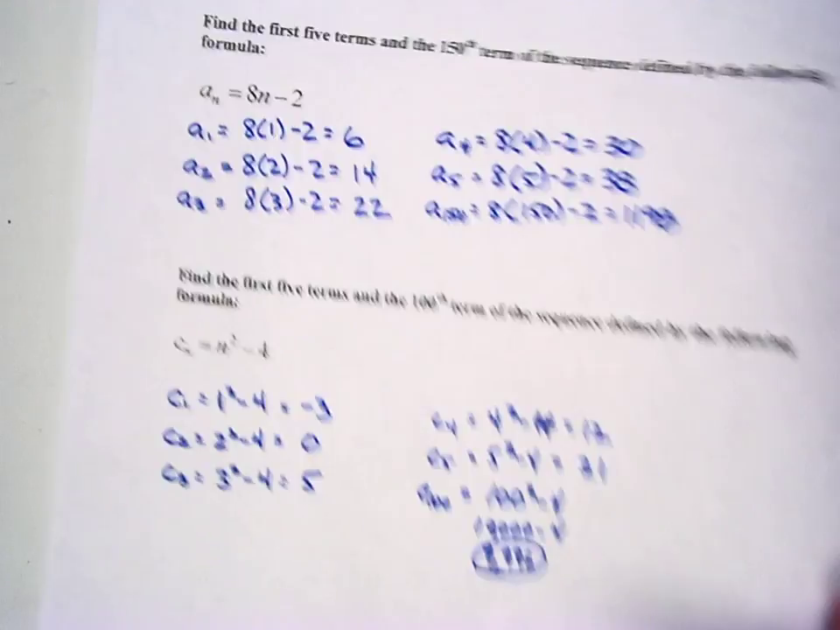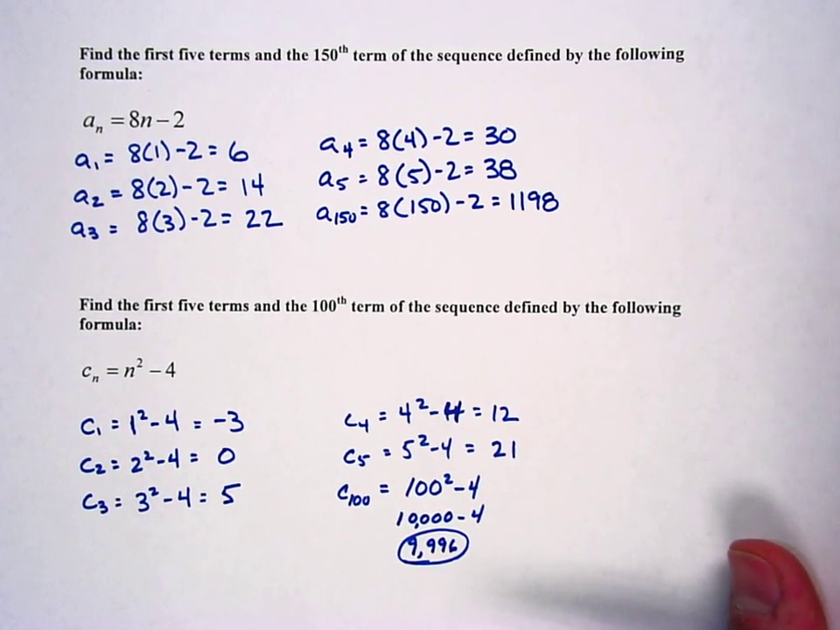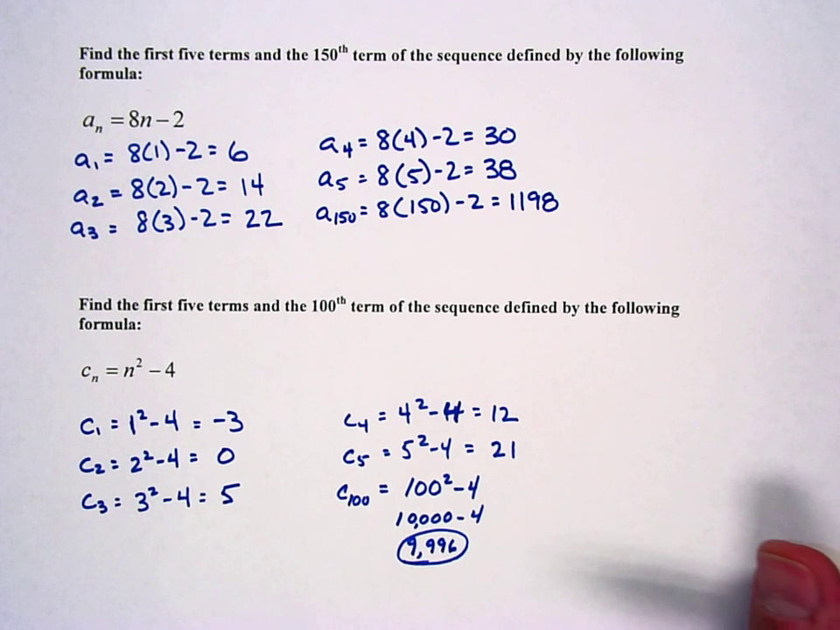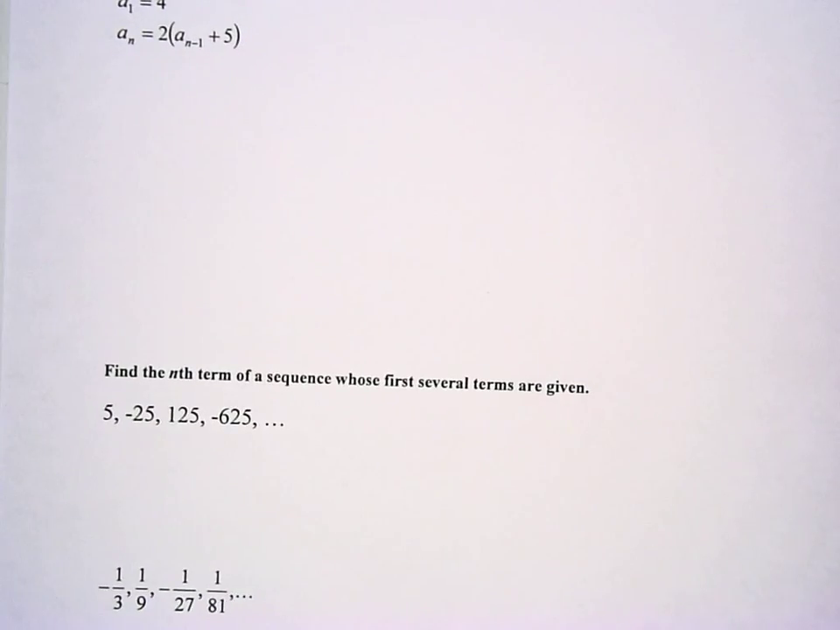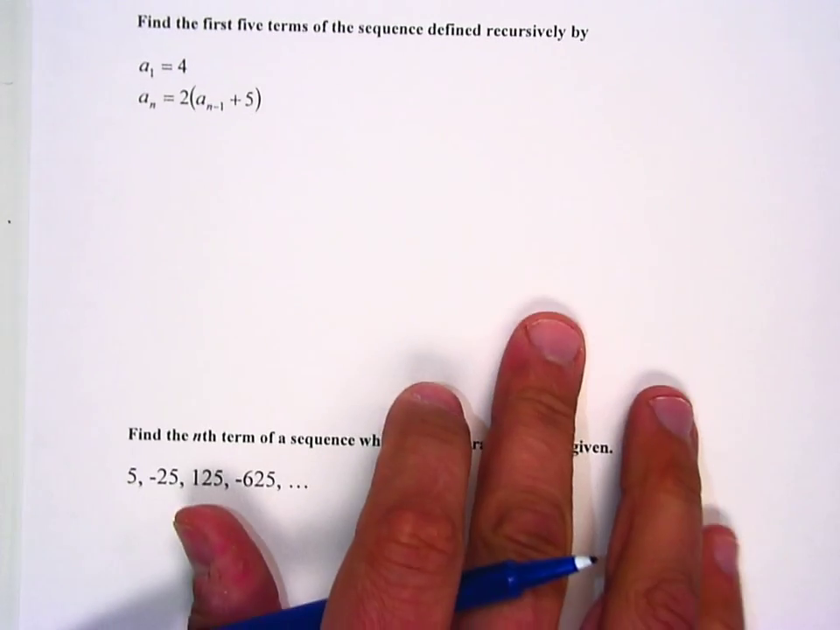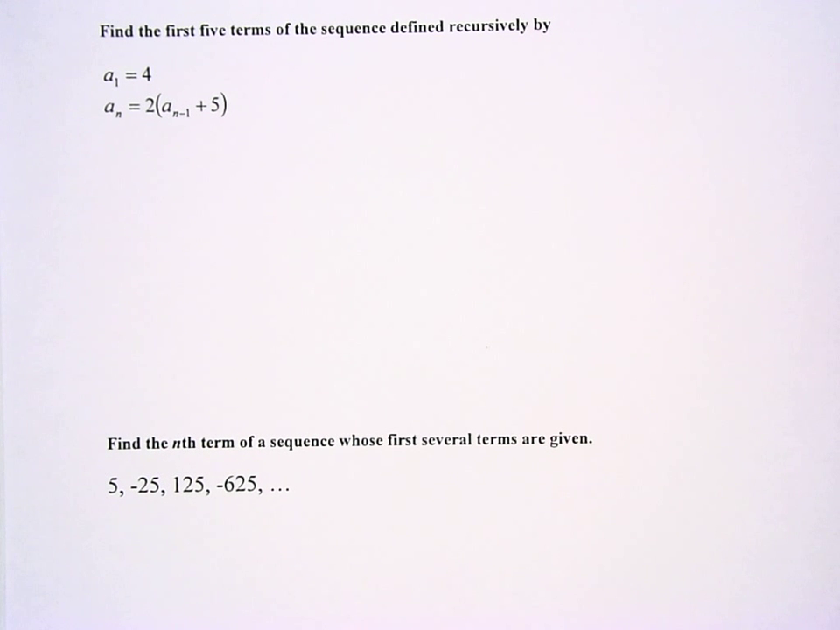Now, these are all called explicit formulas. You can find any number by just plugging it in. We also have what's called a recursive formula. A recursive formula looks something like this. A1 equals 4, and A n equals 2 times A n minus 1 plus 5.